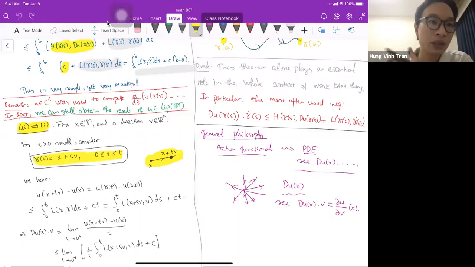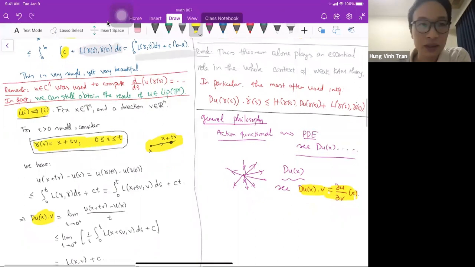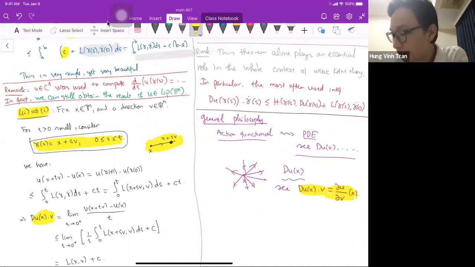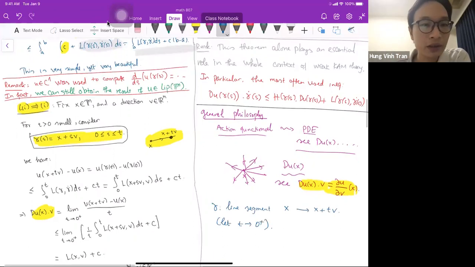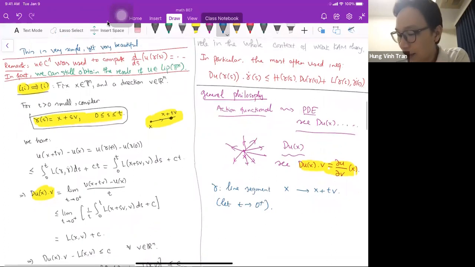Because that allows you to observe what's going to be Du(x)·v, which is again the directional derivative in the v direction, and that's sort of the trick, or the general observation for differentiability in multivariable calculus, right? So what you're taking into account is that gamma is just the line segment connecting x to x plus tv, and then we're going to let t go to 0 eventually to see the directional derivative, and that's sort of the idea.